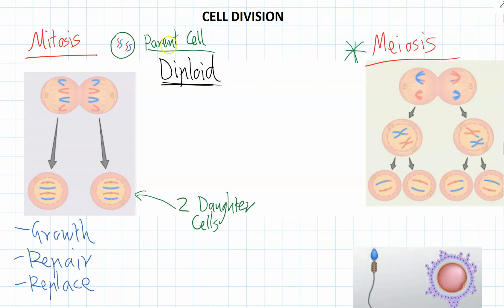So in mitosis, the parent cell is diploid and the daughter cells are diploid as well. So mitosis, it's just cloning the parent basically. And that's all they need to do when we're growing and repairing. But for meiosis, it's slightly different. So the parent cell is still diploid.